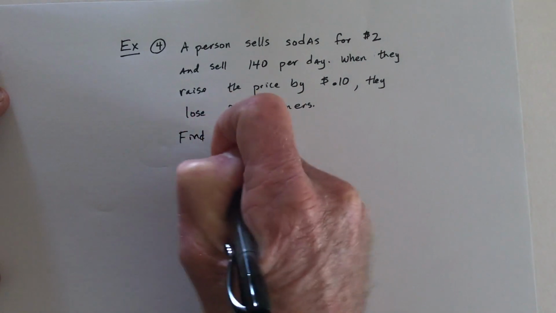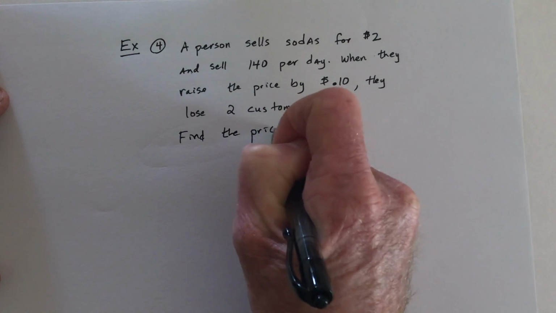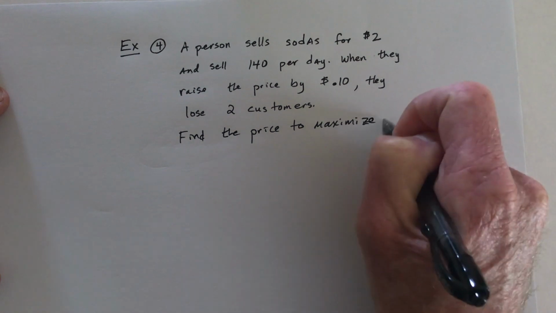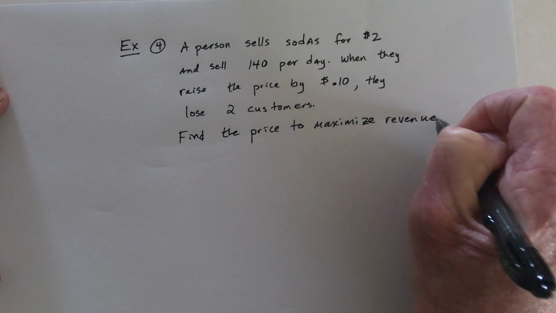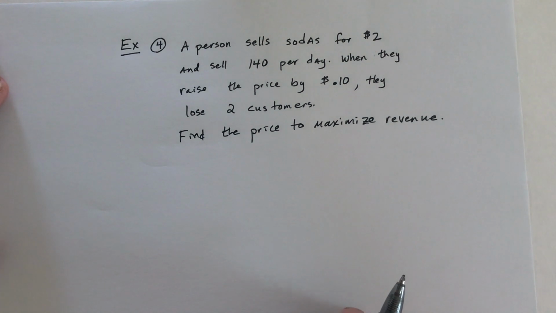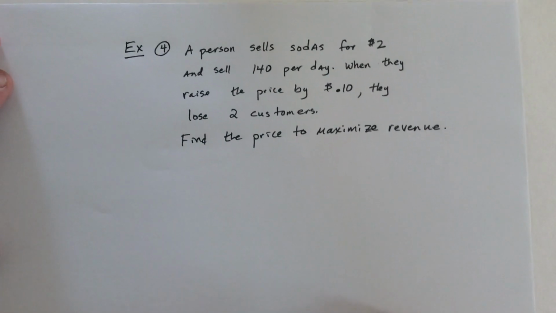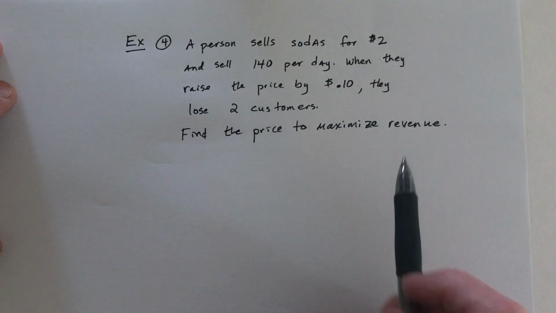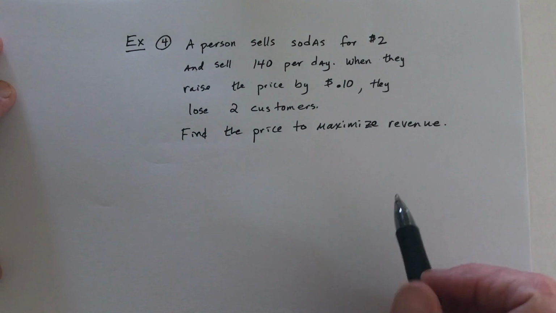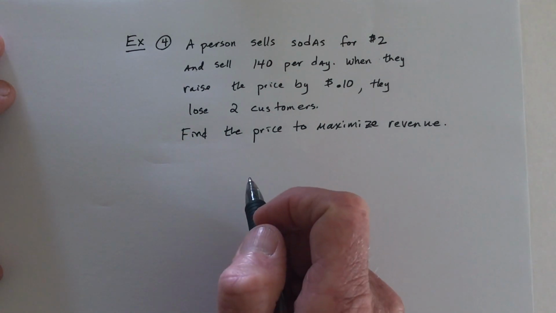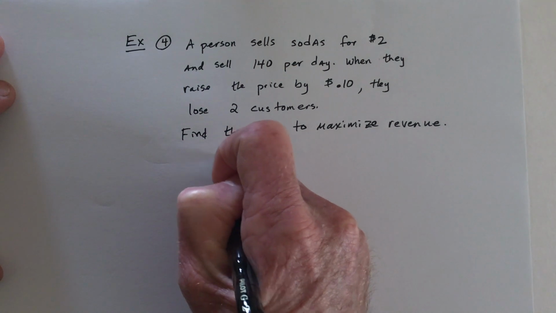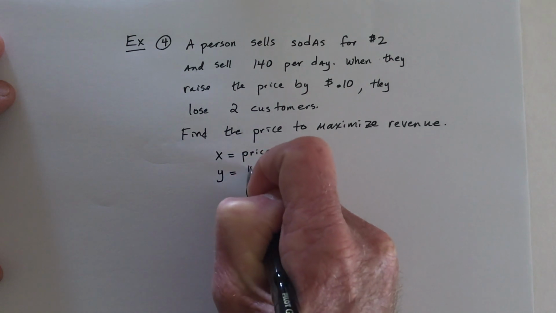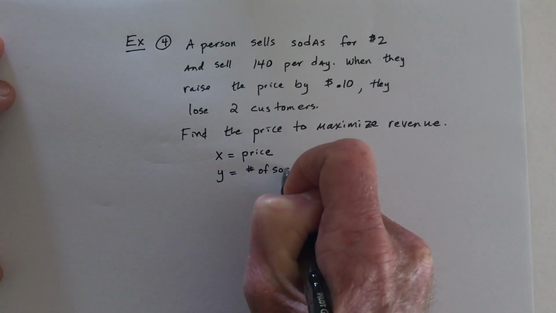So maybe they should raise the price even more. So find the price to maximize revenue. In other words, maximize how much money they're bringing in. And we don't know how much they're paying for these sodas, so we don't know their profit, but how much should they charge to maximize their revenue? So basically, we first need to find the equation of a line, because X is going to be the price, and then Y is going to be the number of sodas that they sell.